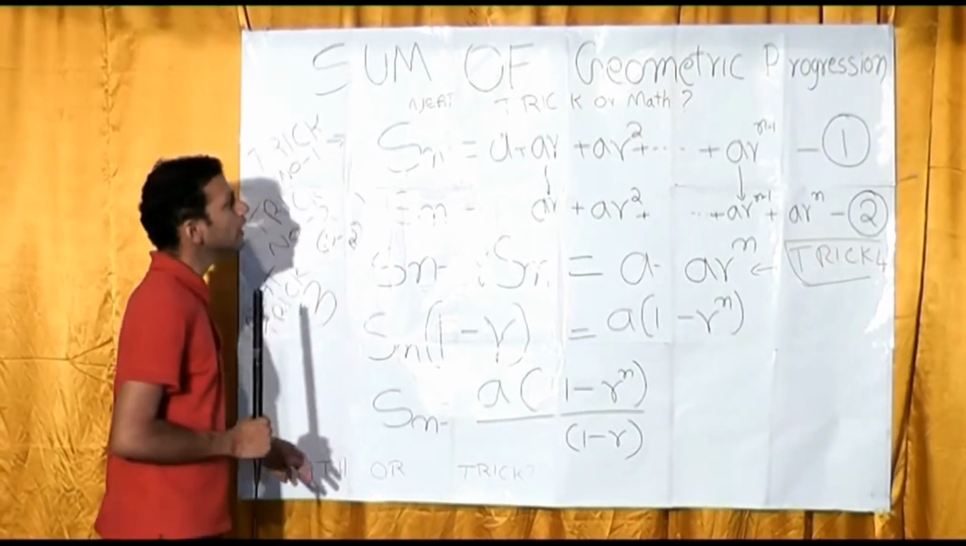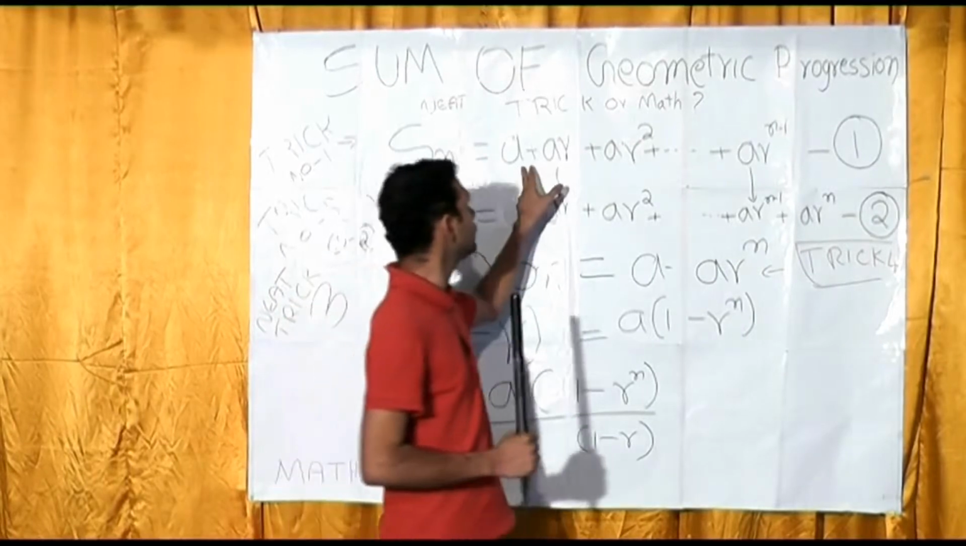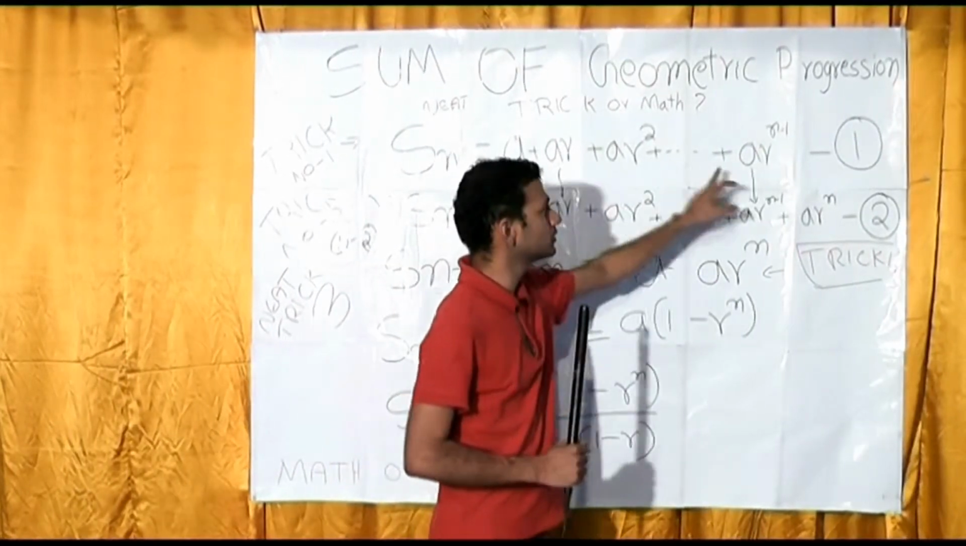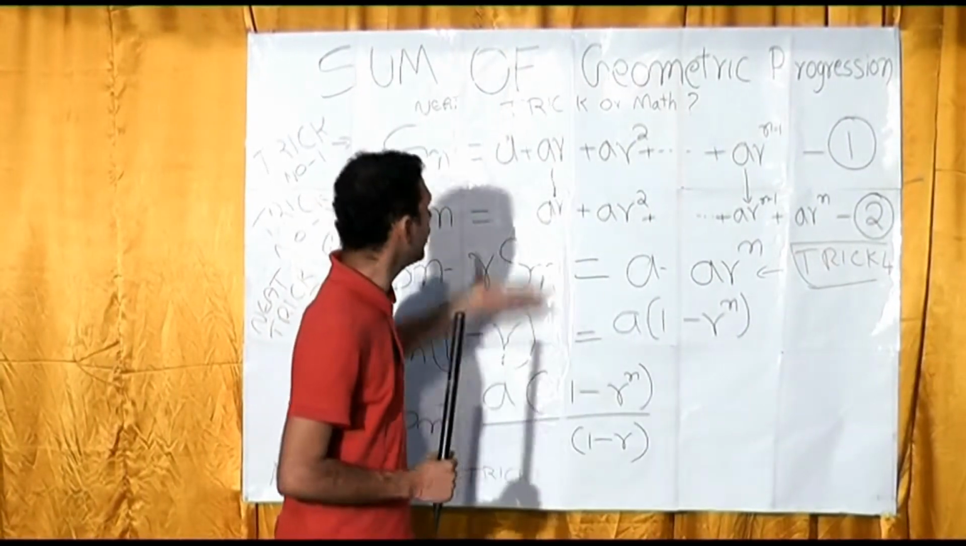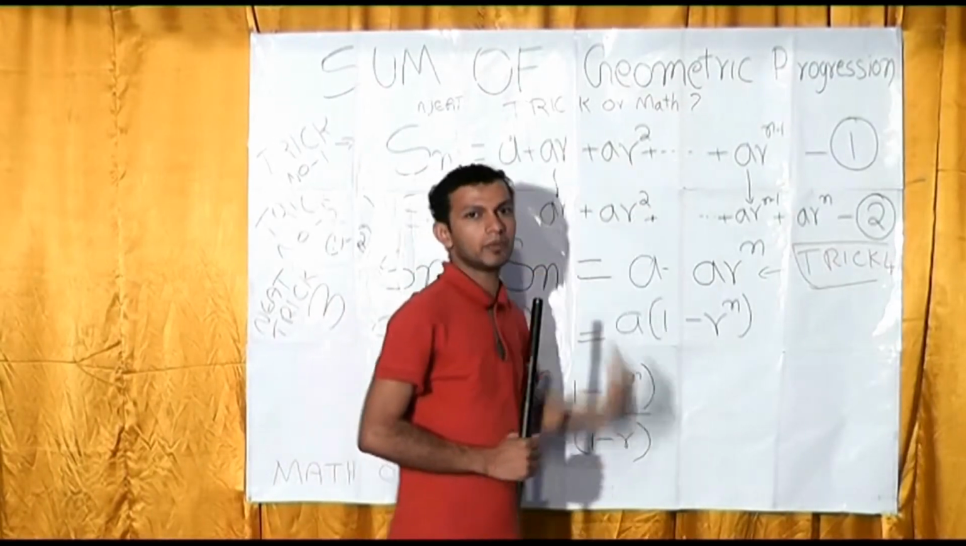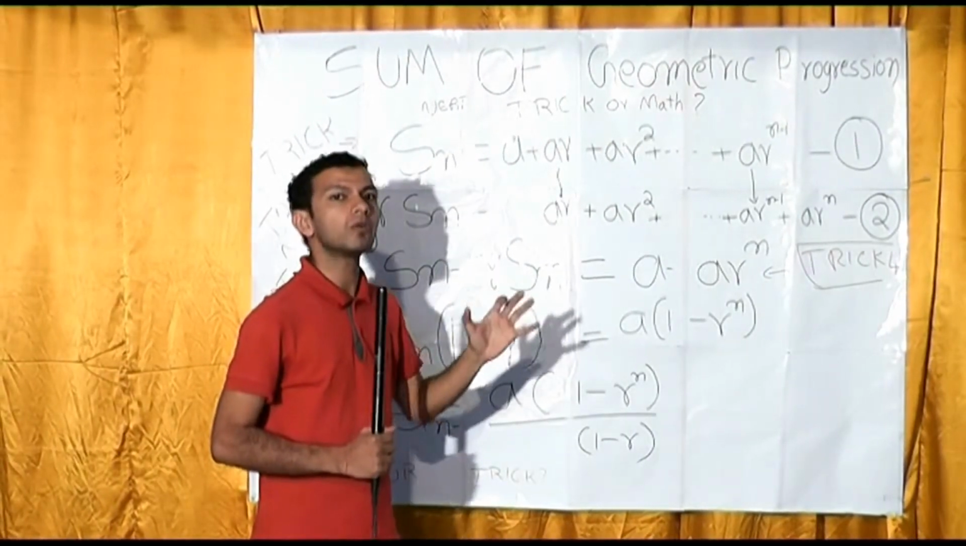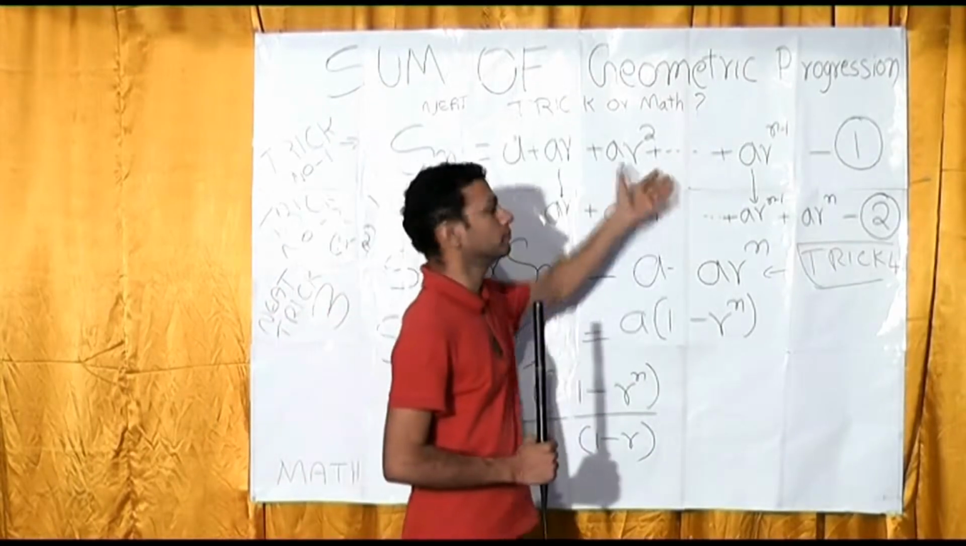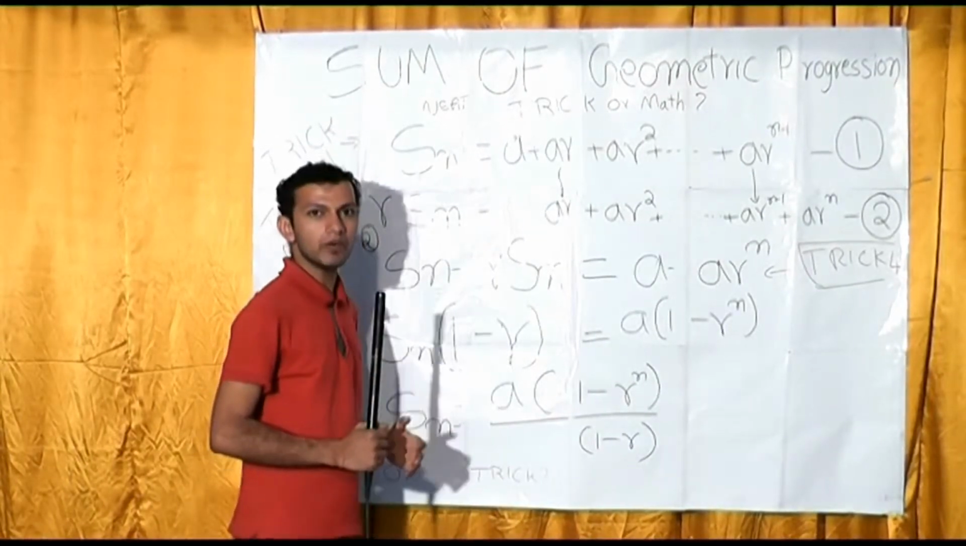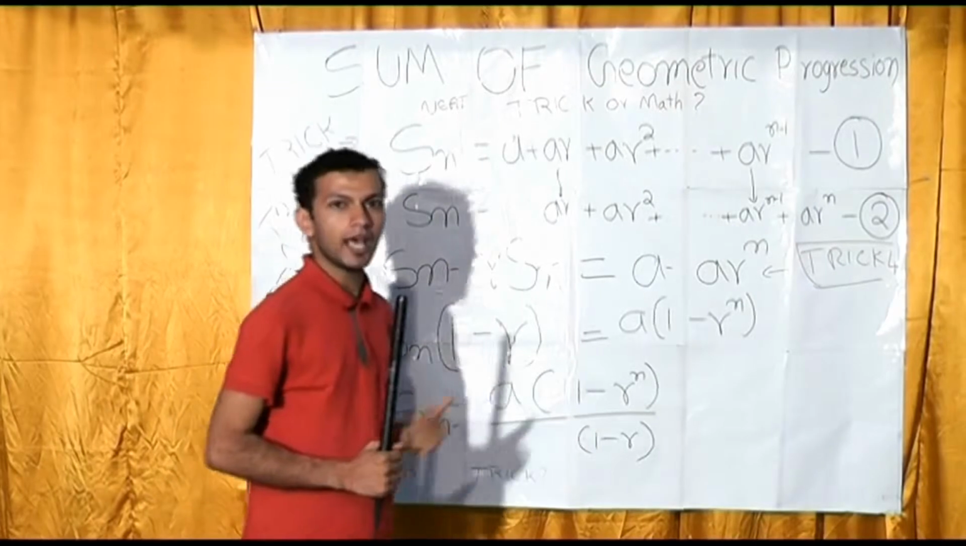Let's see. The derivation is: we have to find the sum of a plus ar plus ar square, up to ar to the power n minus 1. We have to find the sum of this geometric progression. We have to derive a formula to find the sum. But let's see what derivation is taught to students as maths.